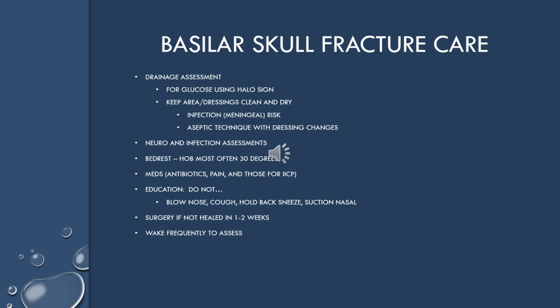Okay, so nursing care, how do you take care of the person with a basilar skull fracture? You want to do an assessment of that drainage, that clear stuff, possibly bloody, that may be coming from their ears or from their nose. You want to assess that drainage for glucose using the halo sign, which you can Google a picture of if you need a visual. Usually you take gauze or something and let it drain onto that, and what you'll see is the blood goes to the center and then it gets a double ring around it that can be a clear or pink or yellow kind of color, and that's called halo sign.